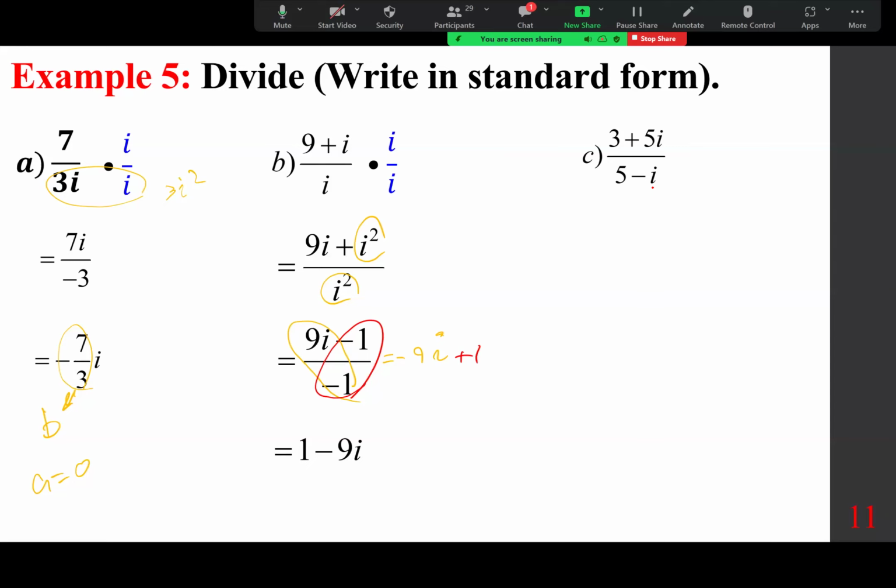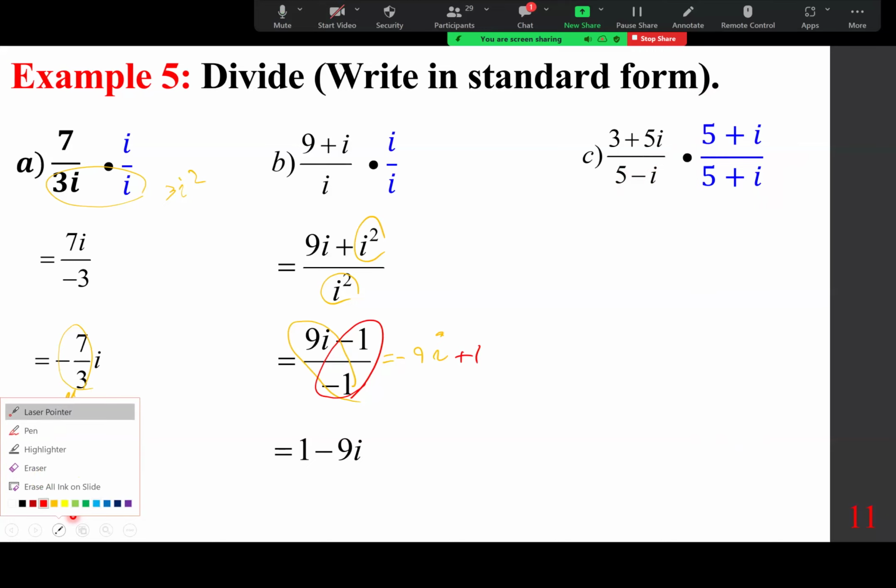We are going to multiply by the complex conjugate of the denominator and divide by it. So 5 minus i, you're going to multiply and divide by 5 plus i. This expression is equal to 1, and that's okay then.